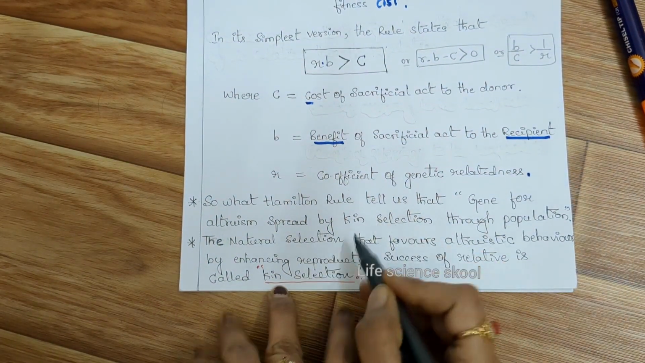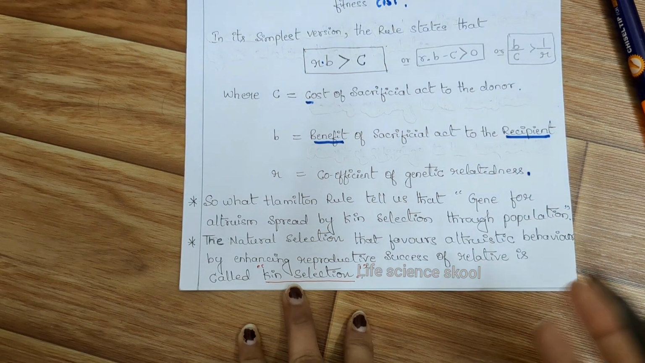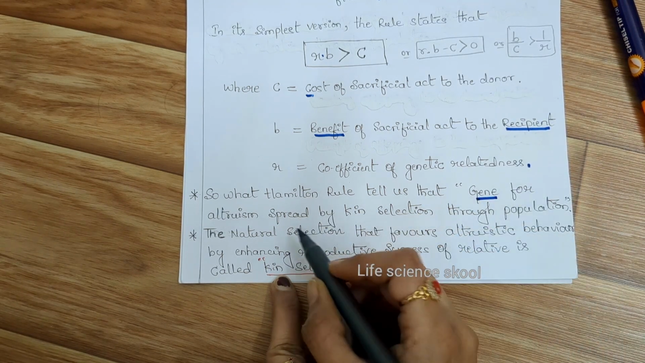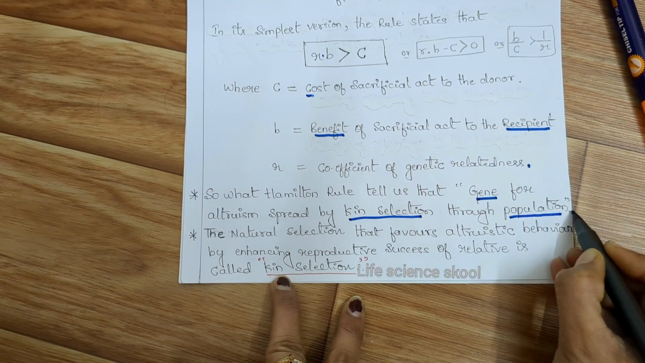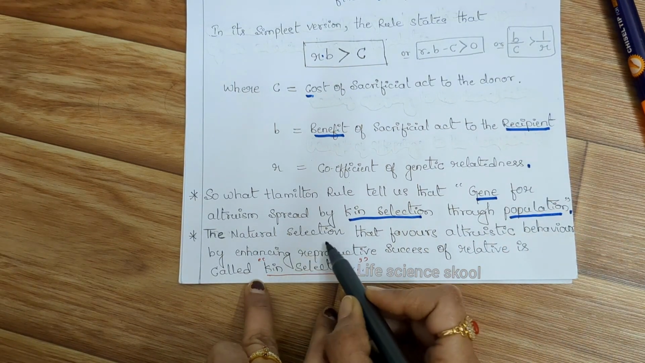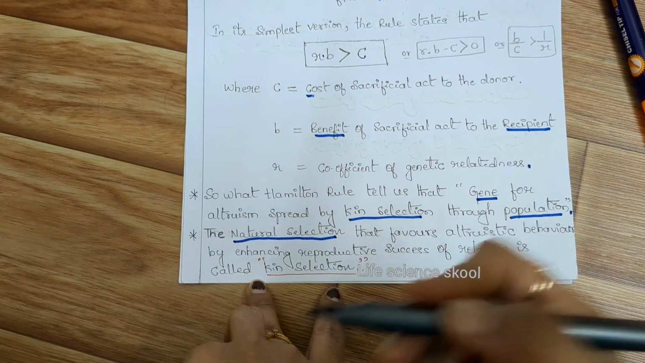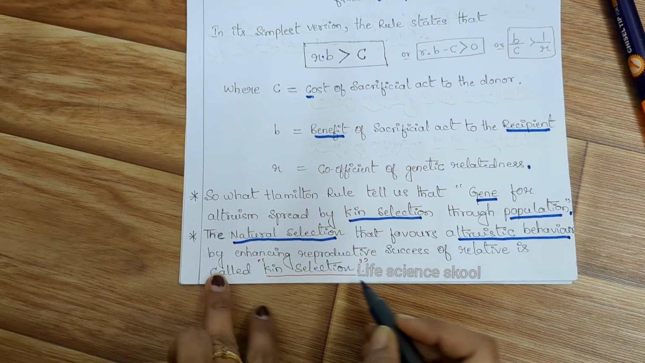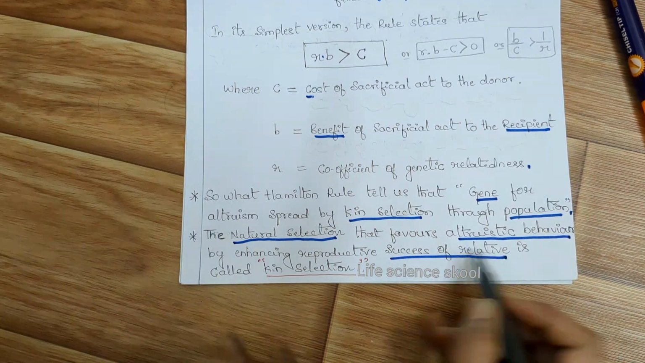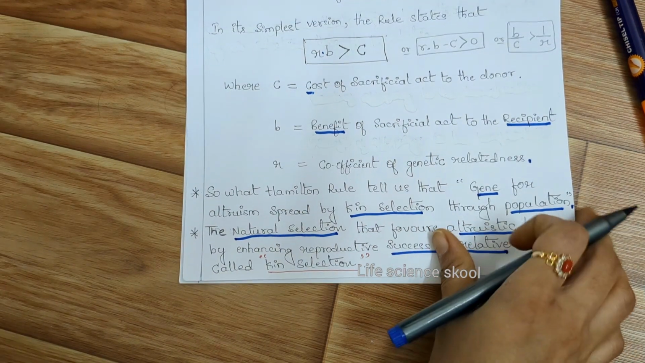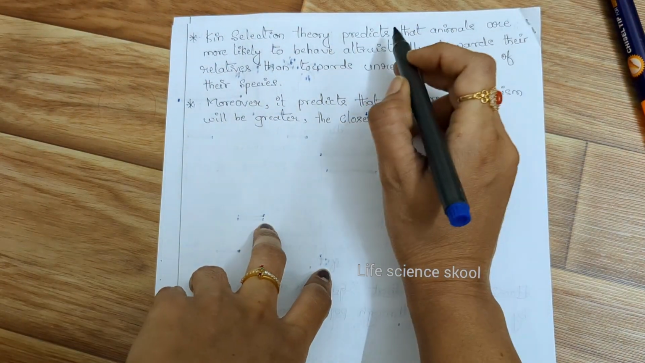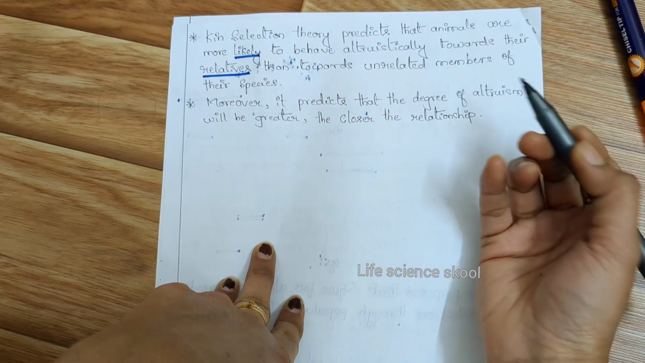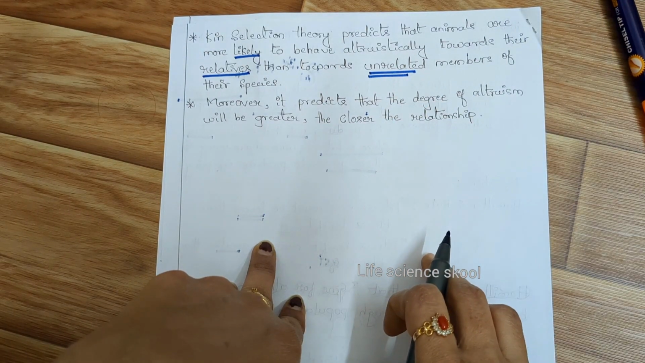So let me explain the summary here. What Hamilton's rule tells us is that genes for altruism spread by kin selection through a population. We shouldn't forget natural selection when it comes to ecology and evolution. Natural selection that favors altruistic behavior by enhancing the reproductive success of relatives is called kin selection. Kin selection theory predicts that animals are more likely to behave altruistically towards their relatives than towards unrelated members of their species.